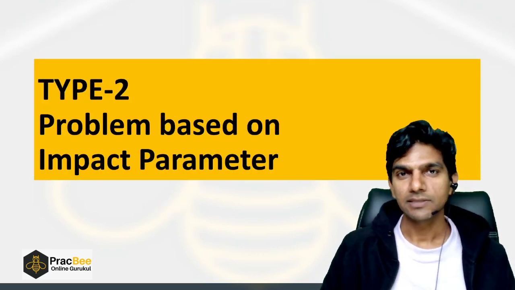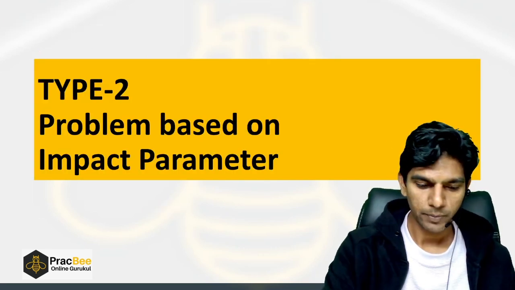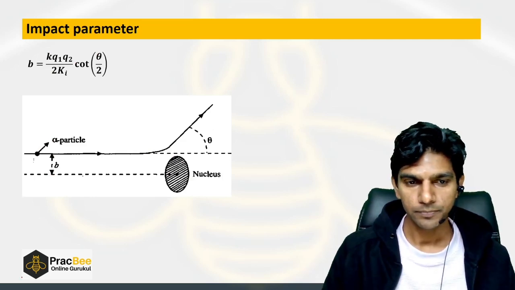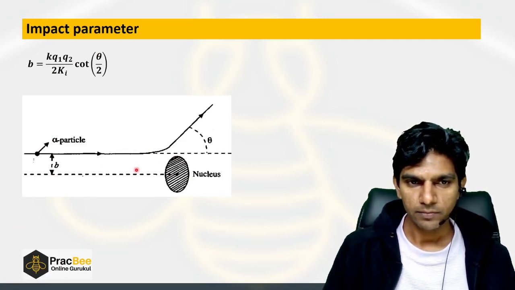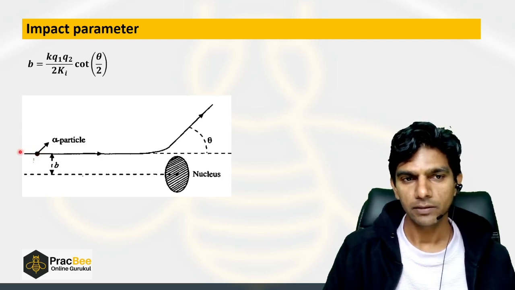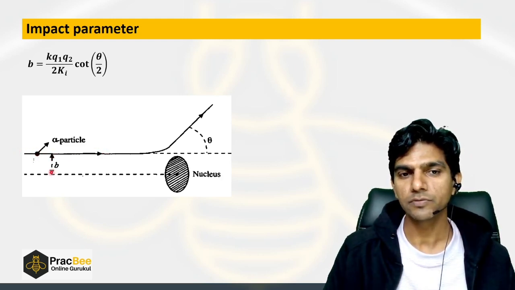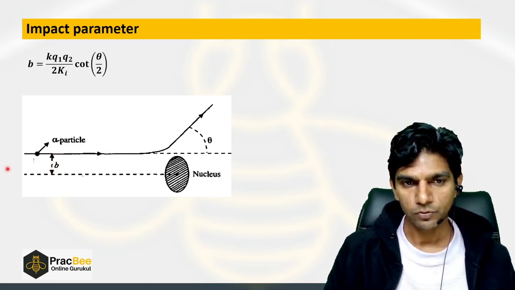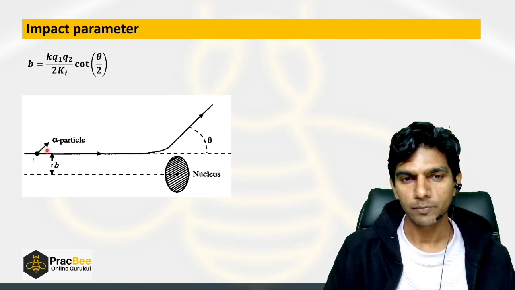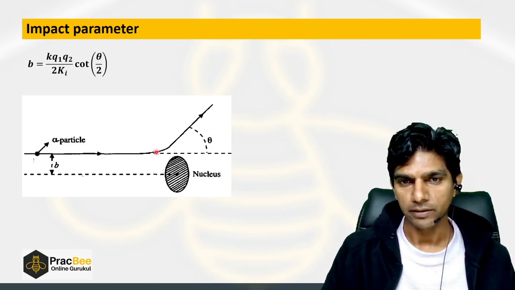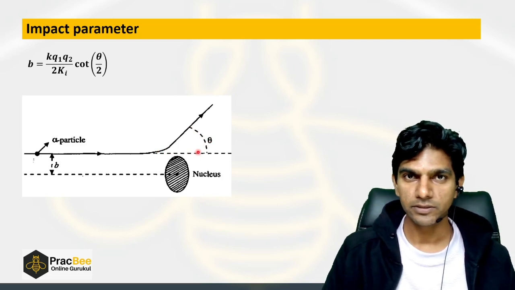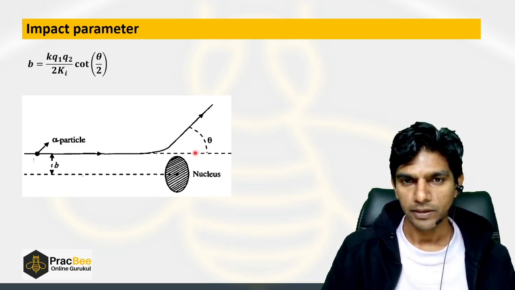Right. So now let us see the second problem type, which is based on the impact parameter. Now what is the impact parameter? Suppose this is the nucleus and this is the alpha particle, and if you look at the line of motion of the alpha particle, it is at a certain distance from the central line passing through the nucleus. Now the distance between these two parallel lines is known as the impact parameter, and this alpha is nothing but the angle of scattering, right? And that we have already discussed in the Rutherford scattering case, right?